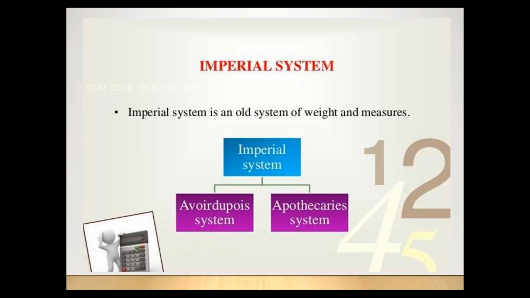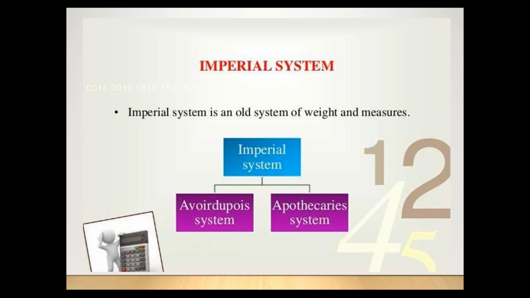For example, your packet of milk will be available in half a liter or 500 ml. So always remember there are two types. One is in terms of weight and the other is in terms of capacity. The imperial system is again divided into two types: the avoirdupois system and the apothecaries system.